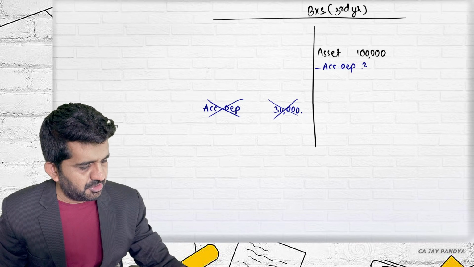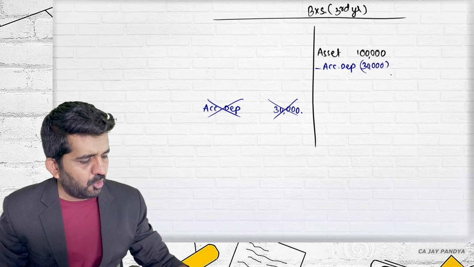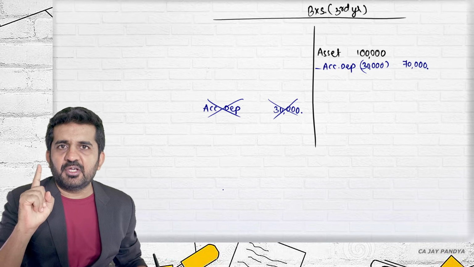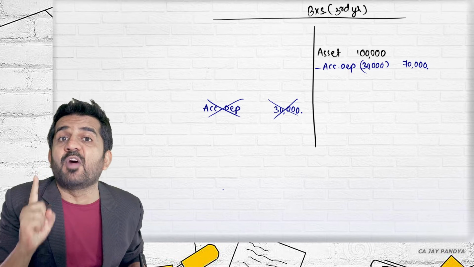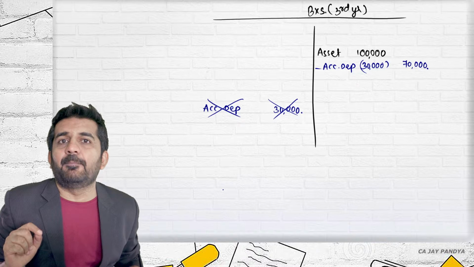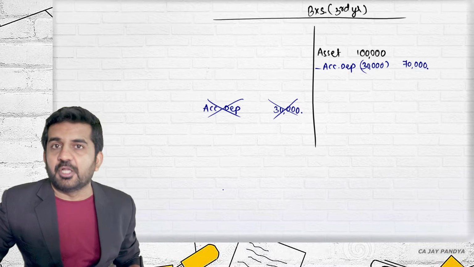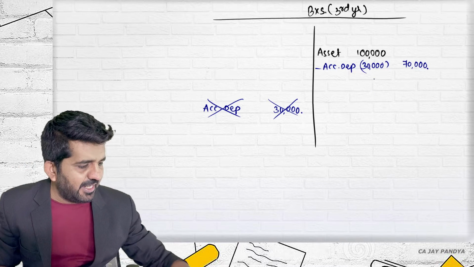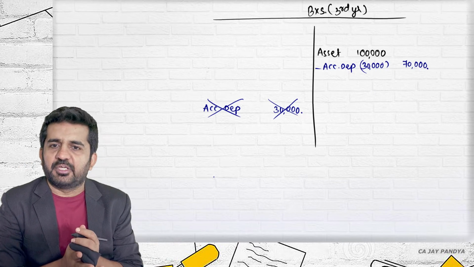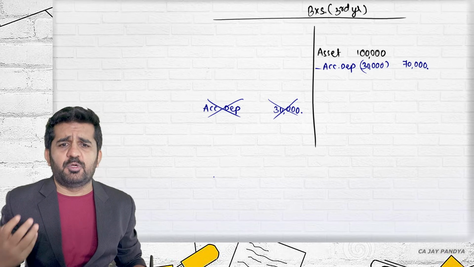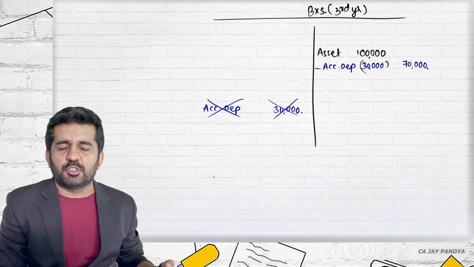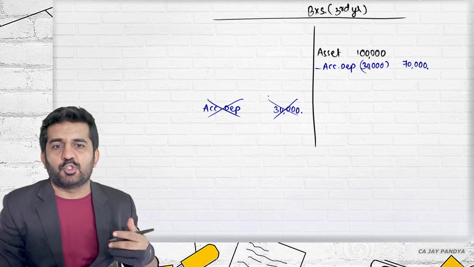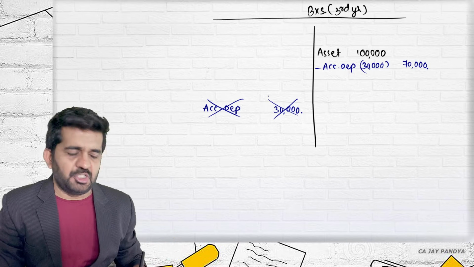Accumulated depreciation 30,000. And the outer column still shows 70,000. Don't get confused. Your carrying amount is still rupees 1 lakh and accumulated depreciation is 30,000. So you cannot say the carrying amount is 70,000. Is it all right? When the asset is sold, as we have done in the cash flow statement also, in a single entry, the full accumulated depreciation is to be reversed.